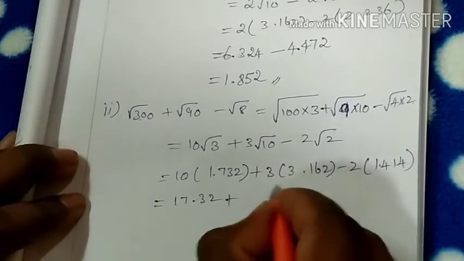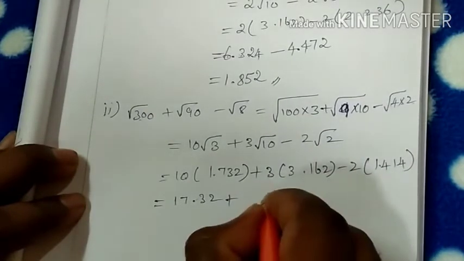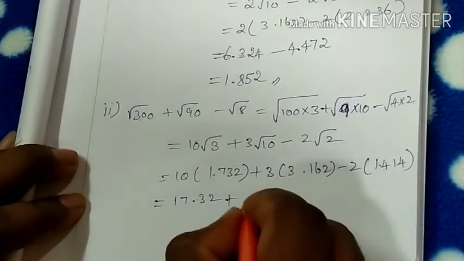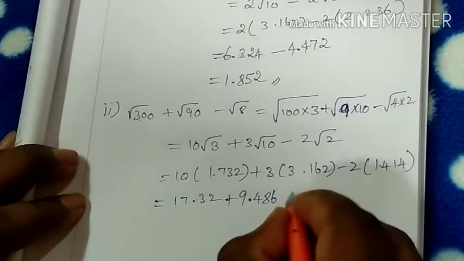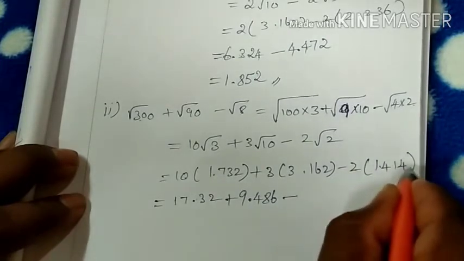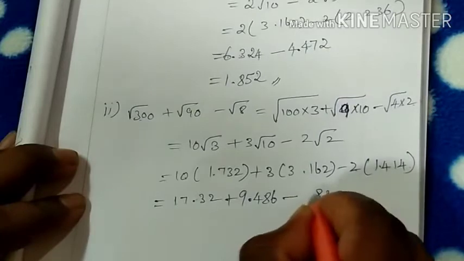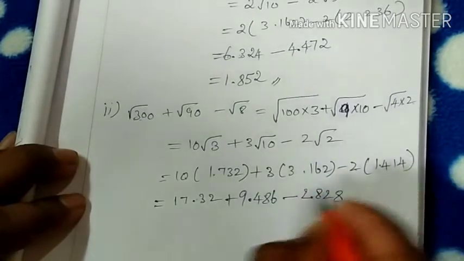2 3s are 6 and 6 3s are 18, carry 1. 1 3s are 3 plus 1, 4. 0.3 3s are 9. Minus 2 4s are 8. 1 2s are 2. 2 4s are 8. 0.1 2s are 2. That's all.